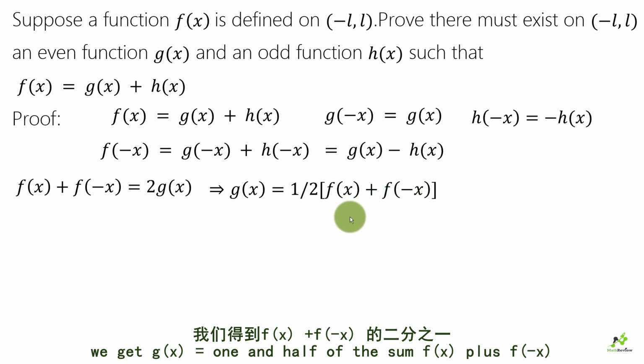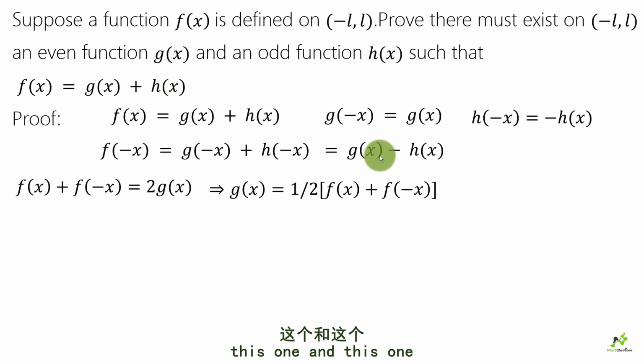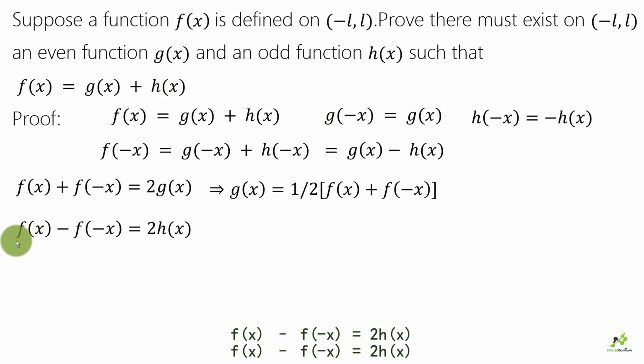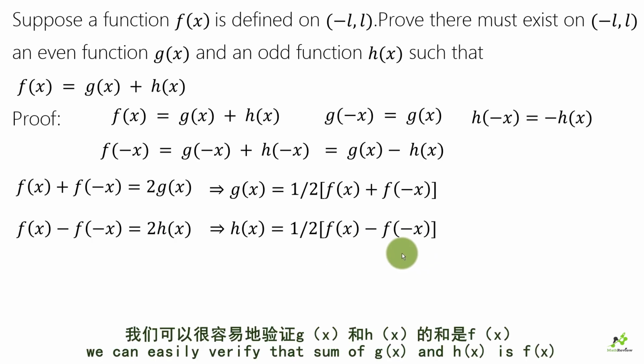f of negative x. By getting the difference of the two equations, we get f of x minus f of negative x equals 2h of x. h of x equals 1/2 of the difference f of x minus f of negative x. We can easily verify that the sum of g of x and h of x is f of x.